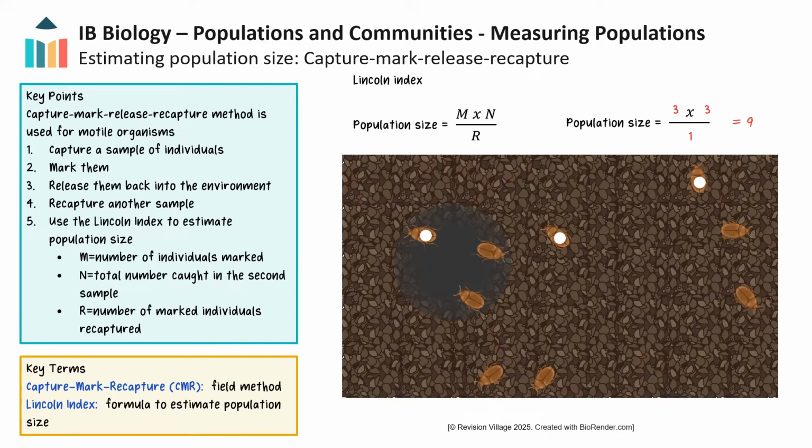This method relies on several assumptions, including that the marked individuals mix randomly with the population and that there's no immigration, emigration, births, or deaths between samples.